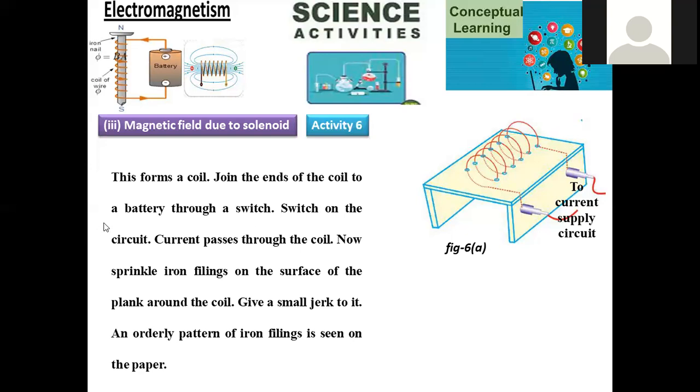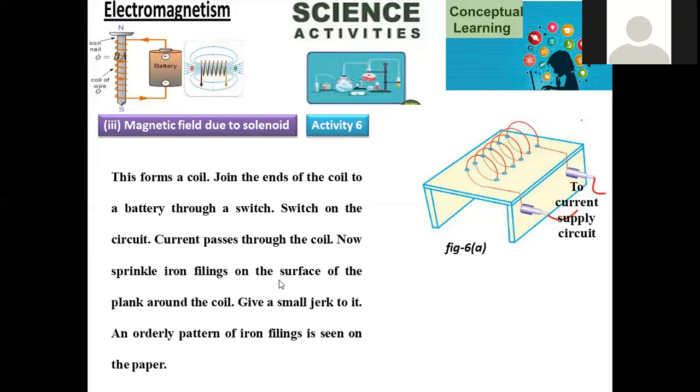Join the ends of the coil with the battery. Battery will be the source of power, and it can be connected with the switch. The purpose of the switch is to switch on and switch off the movement of current through that. Switch on the circuit. Whenever switching on, what happens? Battery supplies the current from high potential to low potential, so that through this copper wire, current is moving from one end to another.